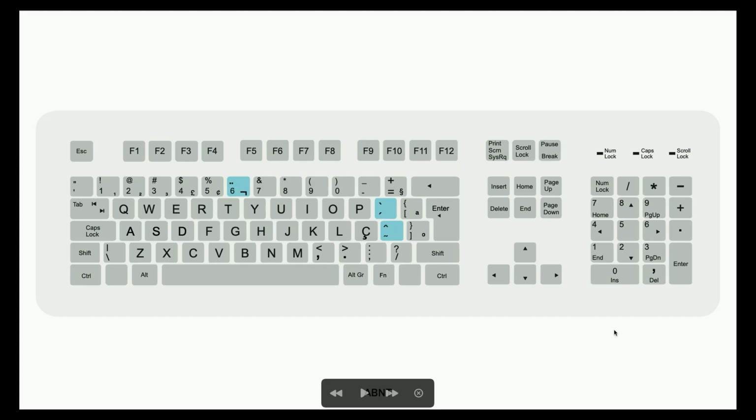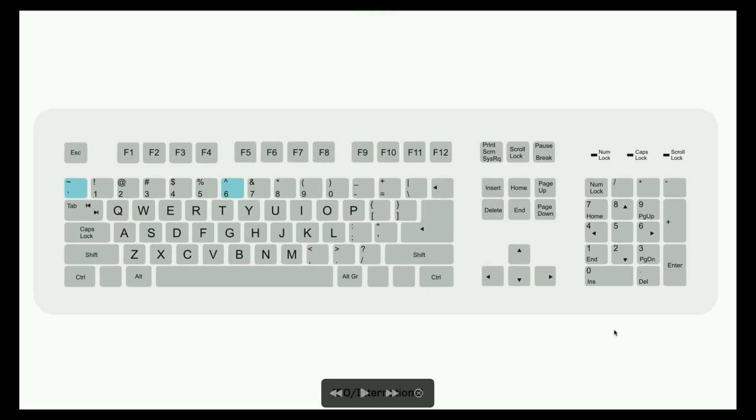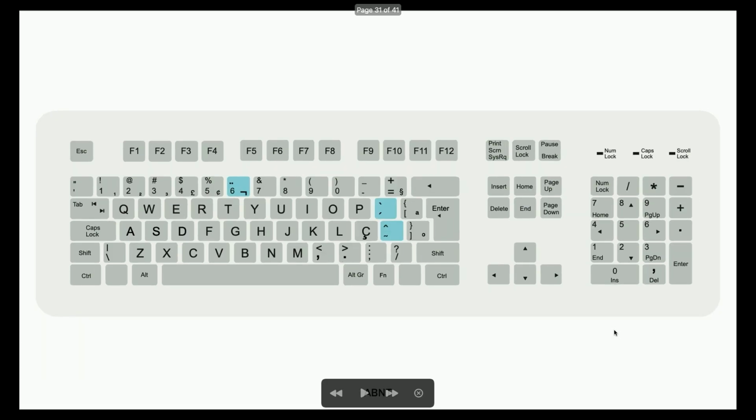Sorry, I missed. This is the US keyboard, right? And this is the Brazilian keyboard. So the blue keys show where the diacritics we use most are. You can see that in Portuguese they're more accessible because these 5 or 6 diacritics are used a lot in Portuguese.